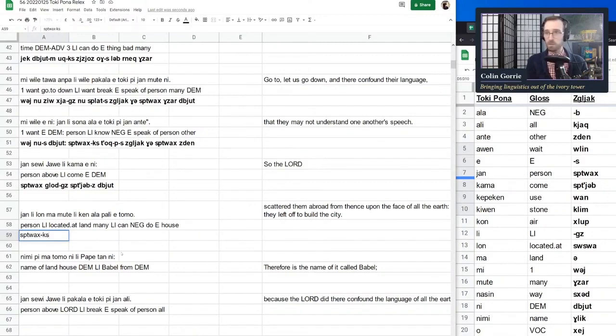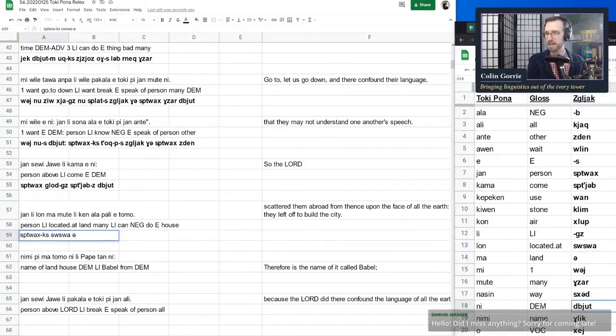Then we have this word located, which is my absolute favorite word of this conlang, which is swa. Swa. That's one syllable, people. Swa. Land, many. I believe land is just a schwa because we can still be minimalistic when we want to be. And many is gzar. Gzar.